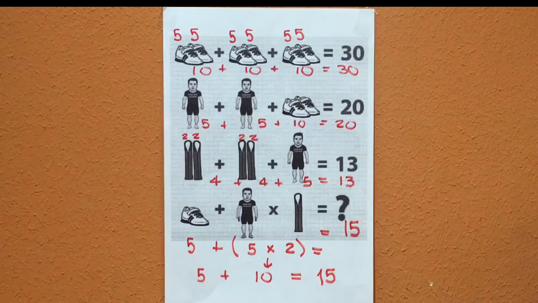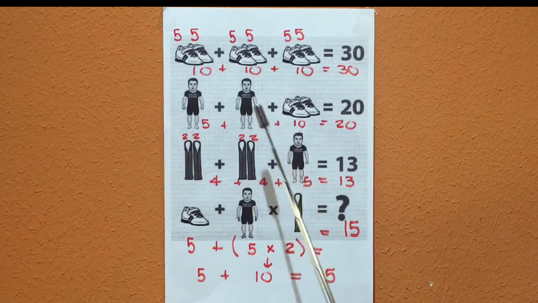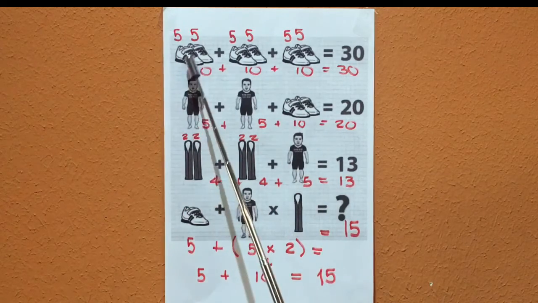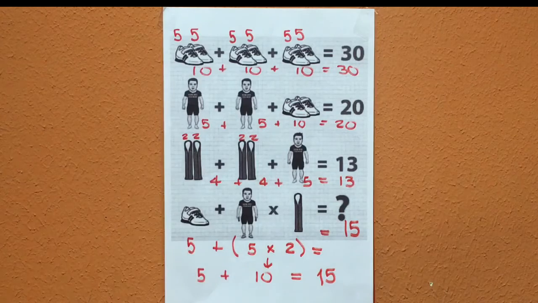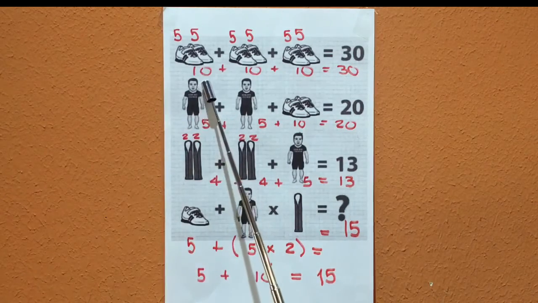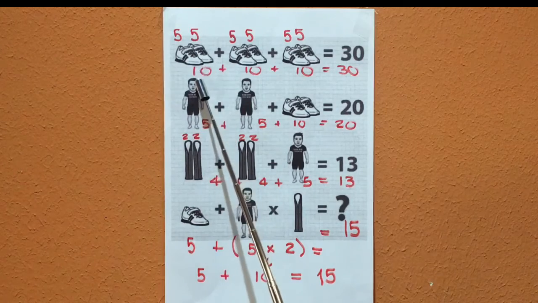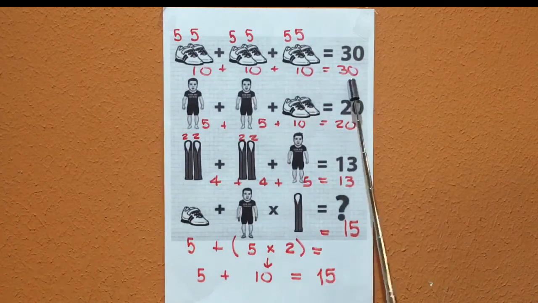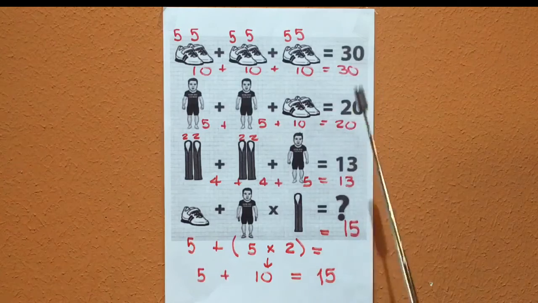Okay guys, this is the solution of the first question you have in your homework assignment. Well, as you can see, we have 3 pairs of shoes. Well, since each pair has a value of 10, each shoe is going to have 5 as a value. As you can see, 5 plus 5 makes 10, and 10 plus 10 plus 10 gives 30. So we have the first answer.